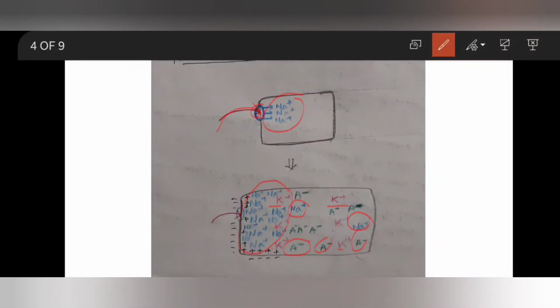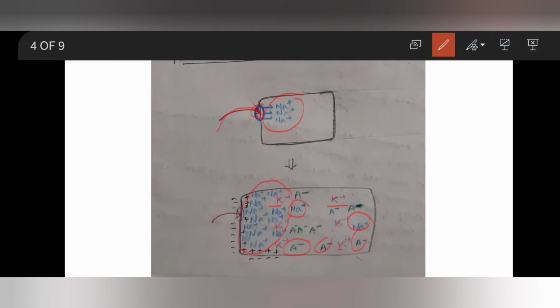Here occurs some reverse in the polarity of the cell membrane. Due to the rapid influx of the sodium ions, the inner side of the cell membrane becomes positively charged. Positive potential with respect to the outer side of the cell membrane. This event taking place is known as the depolarization.